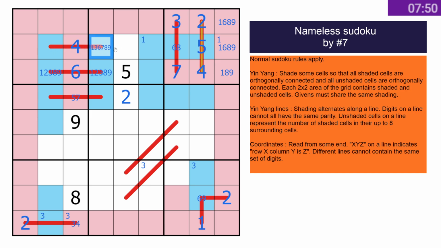Probably not. And it puts 2s like that, but I can't see that doing much. Need to remember the whole shading as well, don't I? So I know that at least one of these are shaded, which I kind of did anyway. So at least some unshaded here. And alternating.